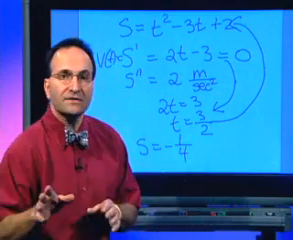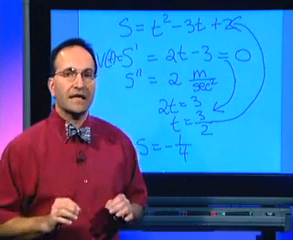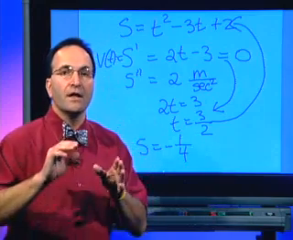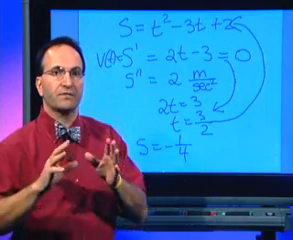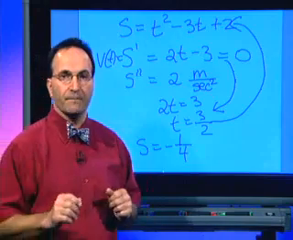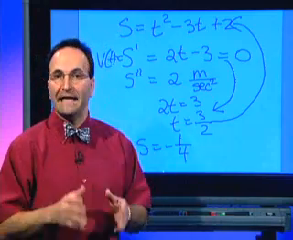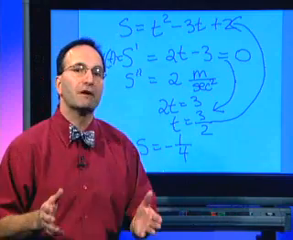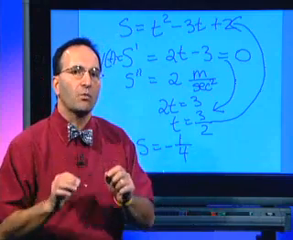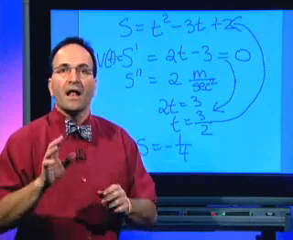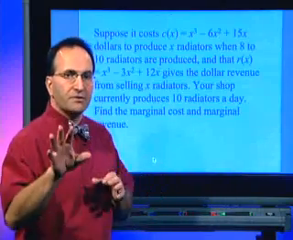So that's how we can use the first and second derivatives along with the original displacement to find velocity and acceleration. Now, economists have a specialized vocabulary for rates of change and derivatives. They use the word marginals. Let's take a look at an example from a business world.